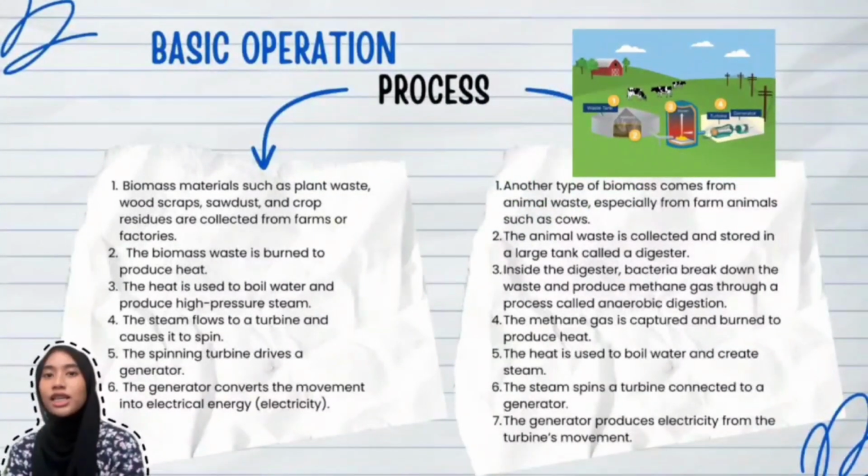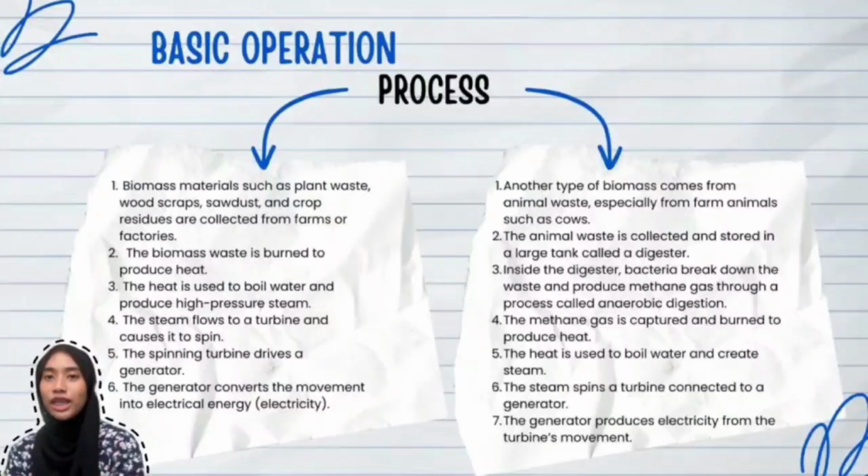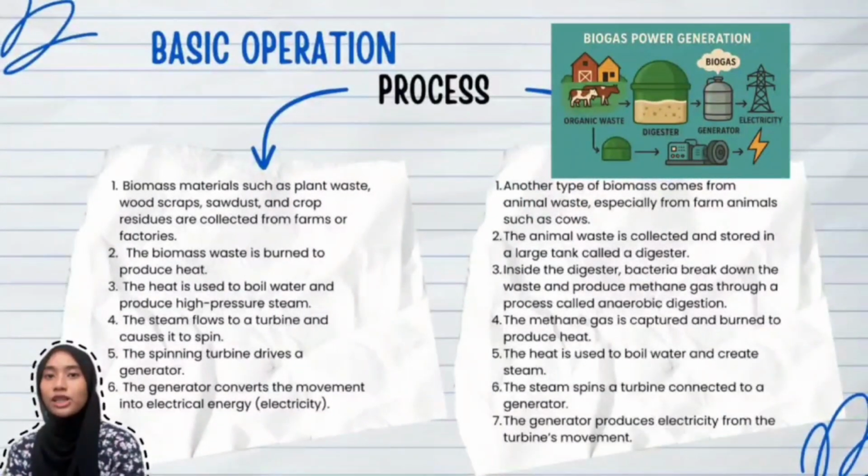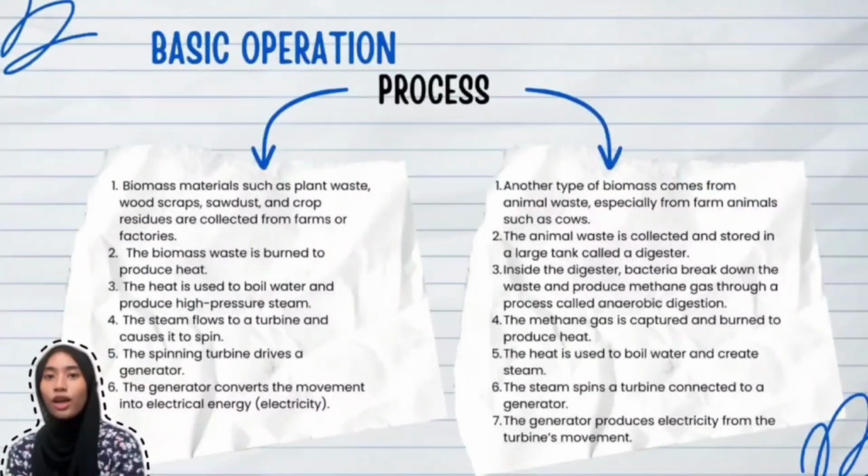The methane gas is then captured and burned to produce heat. Just like before, the heat is used to boil water and create steam, which spins a turbine connected to a generator to produce electricity. The process not only generates renewable energy, but also helps reduce waste and environmental pollution.